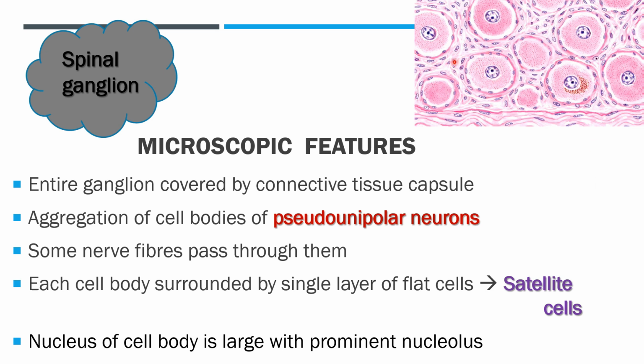So this is how we will draw the spinal ganglia. There is a capsule, and then we get aggregations of cell bodies of pseudo-unipolar neurons with nerve fibers passing between them. These pseudo-unipolar neurons are large cell bodies with flattened cells around them, which are satellite cells. And the nucleus is round, central, and with a prominent nucleolus. So we have to draw all this when we are drawing the spinal ganglion.